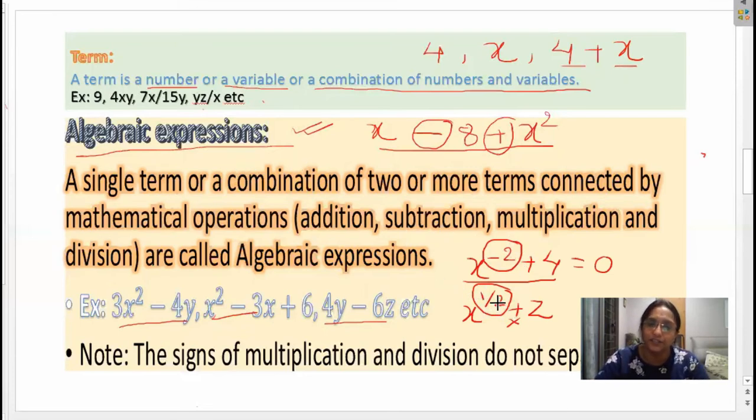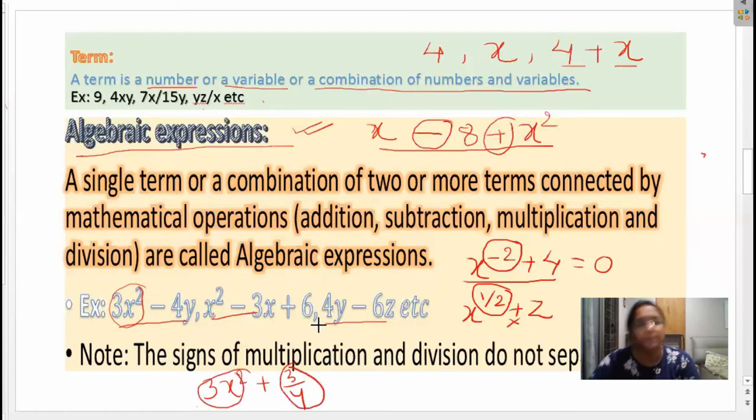The signs of multiplication and division do not separate the terms. Here, 3 multiplied with x square is only one term. Multiplication will not separate the terms; they will be only a single term. If I write 3x square plus 3 by y, then this is one term and this is one term. Okay, next.